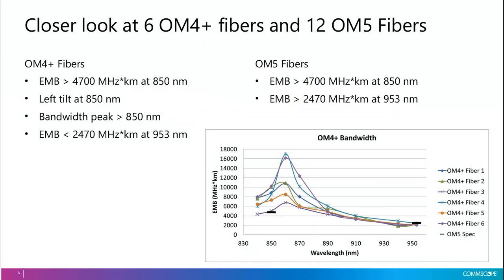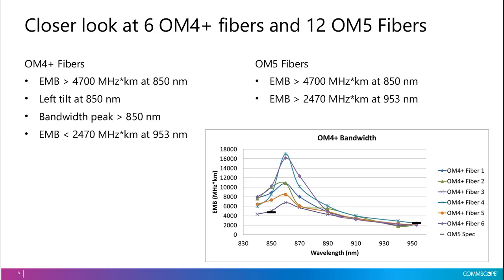To investigate that further, we took a closer look at 6 of the OM4 Plus fibers and 12 of the OM5 fibers. We measured their EMB using a DMD measurement. We also looked at their tilt, and we looked at the BER performance. For the OM5 fibers, we verified that they met the TIA spec at both 850 and 953 nanometers. For the OM4 Plus fibers, we first made sure that they met the EMB spec for OM4 at 850 nanometers. We also made sure that they satisfied this special screening criteria.